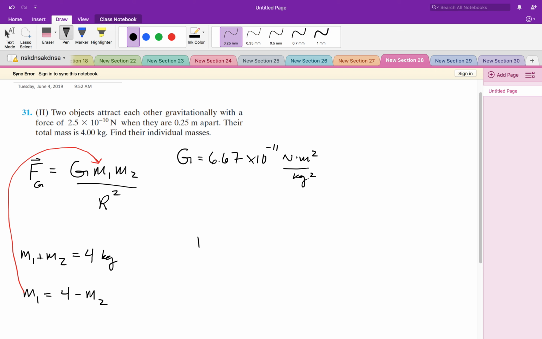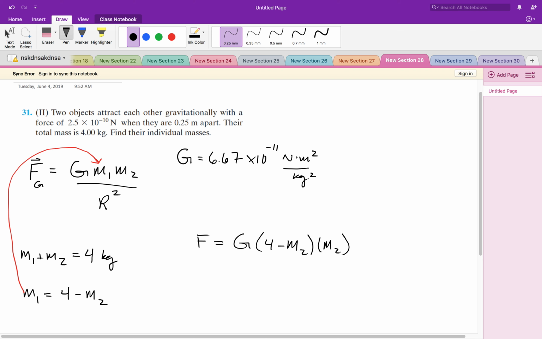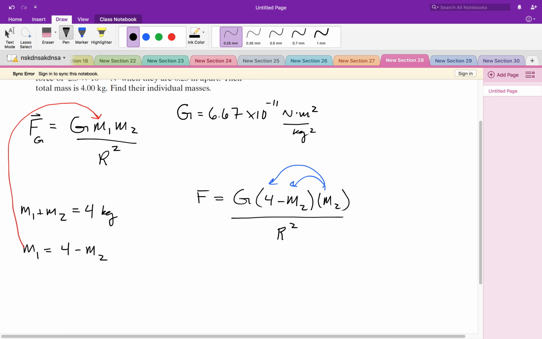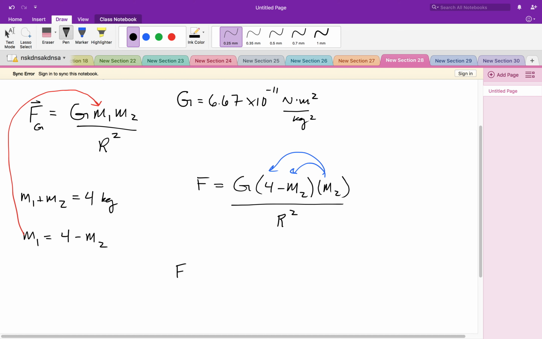When I do that, we get that F, the gravitational force, I'll just leave it as F for the time being, is G times (4 minus m2) times m2, over r squared. Now you have to distribute. There are a couple of ways of doing this. I would distribute this m2 to these terms, and hopefully you'll start to see where we're going. So F equals G times 4m2 minus m2 squared, over r squared.